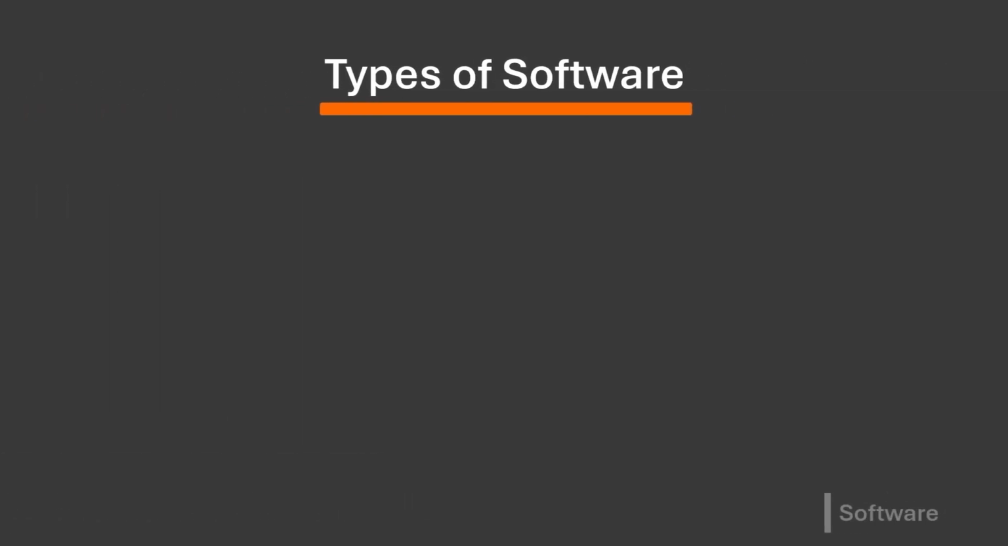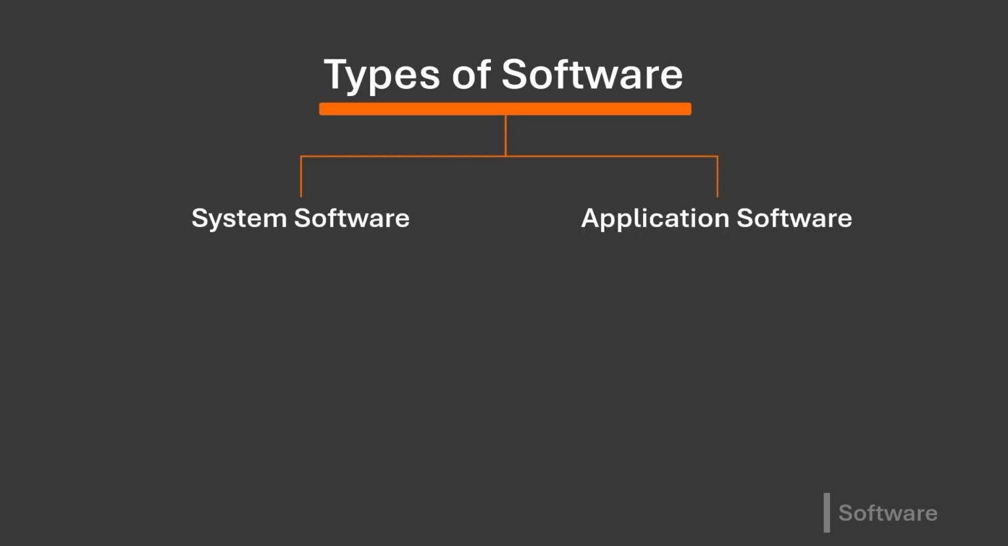Software is broadly divided into two main categories: system software, which runs in the background to manage hardware and system processes, for example, operating systems, utilities, and drivers. And we have application software, which are programs designed for the end users to perform tasks, for example, word processors, web browsers, and business applications.